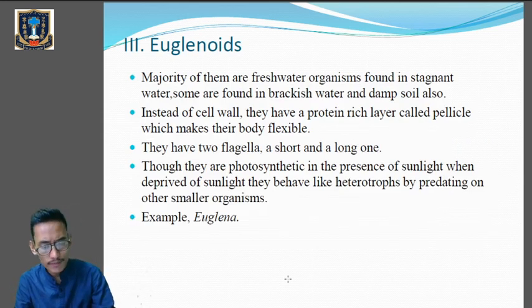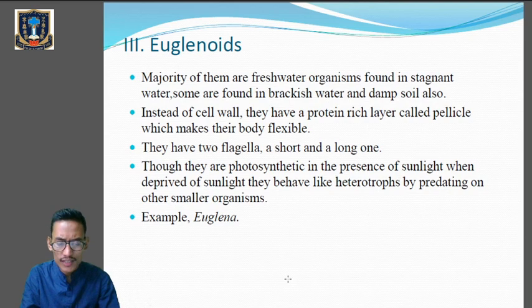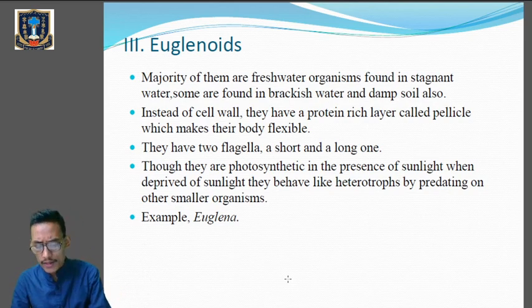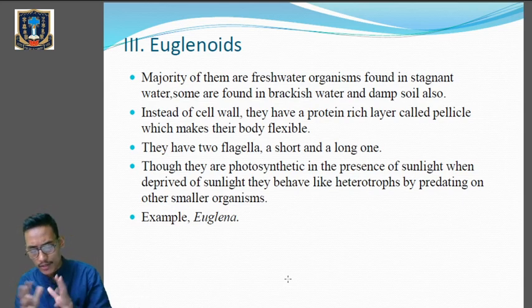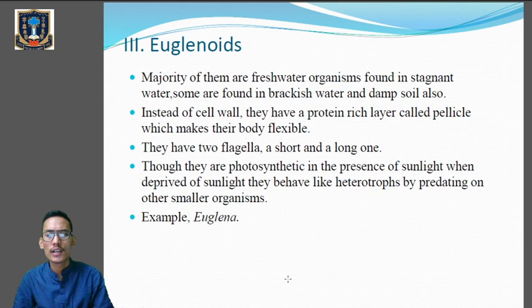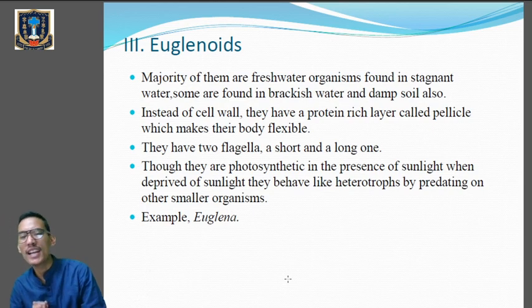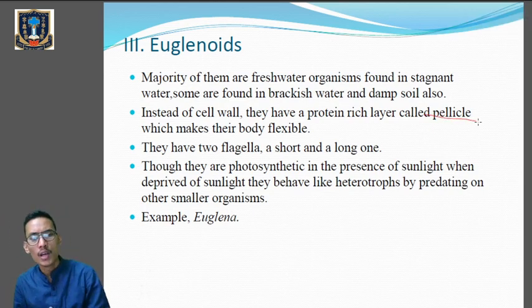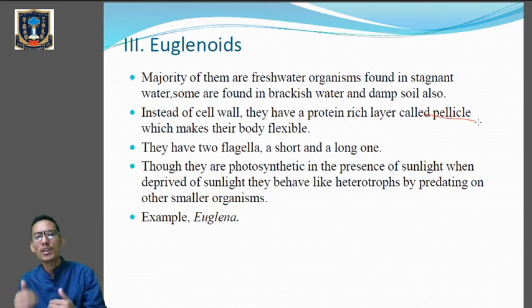Next one, euglenoids, majority of which are freshwater organisms which are found in stagnant water. And some are found in brackish water also. Brackish water means a mixture of fresh and seawater, and also in damp soils they are present. So they don't have a cell wall. Instead of a cell wall, they have a protein-rich layer called pellicle. You can note down the word pellicle. Clear? This pellicle will make their body flexible.